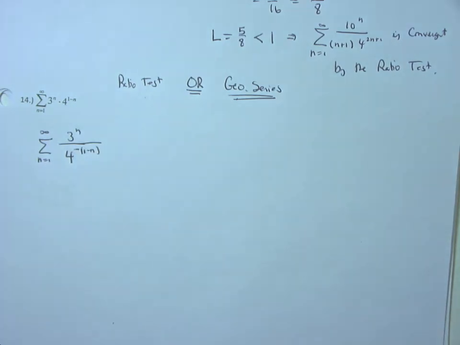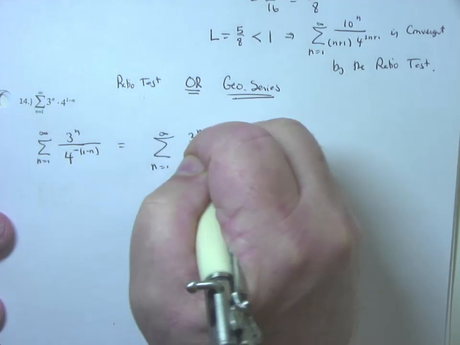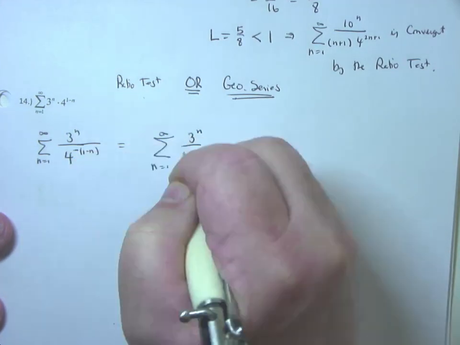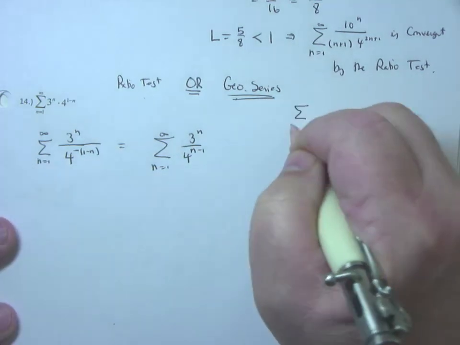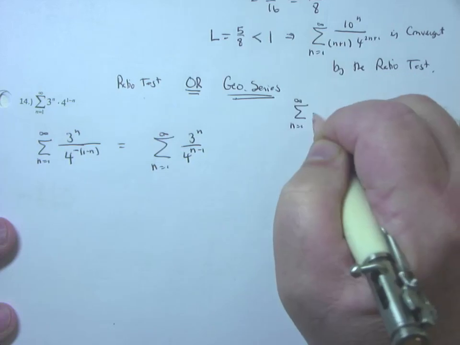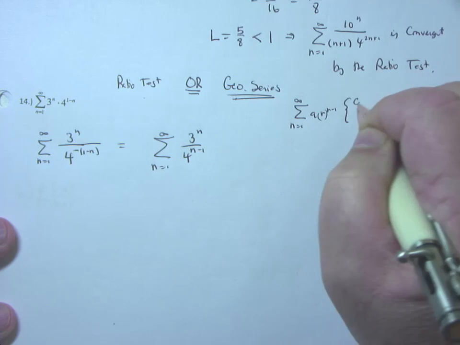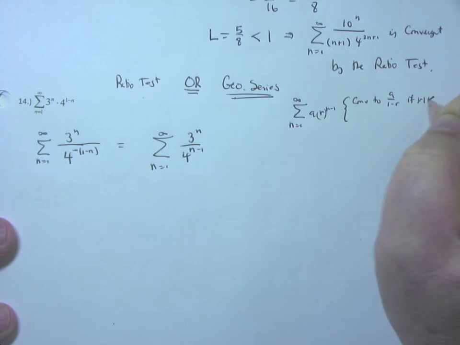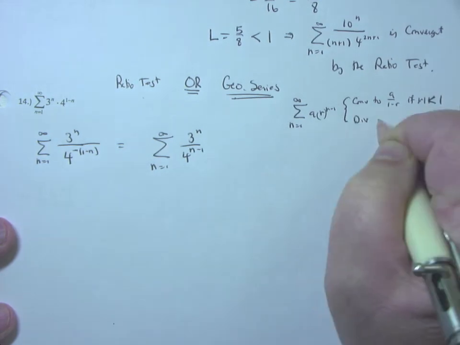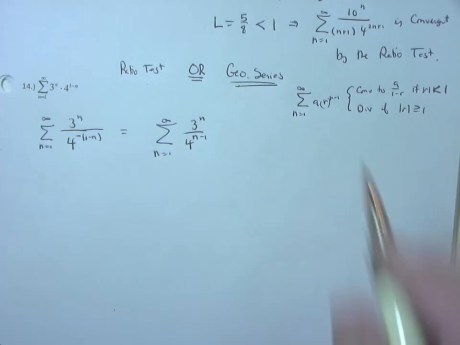Because when I put something in the denominator that was originally in the numerator, I got to make the exponent negative. I'm going to distribute. So this will be the sum as n goes from 1 to infinity of 3 to the n divided by 4 to the, distributing, that'll be n minus 1. And what we have remembered from the geometric series, the sum as n goes from 1 to infinity of a r to the n minus 1, converges to a over 1 minus r if the absolute value of r is less than 1, and it diverges if the absolute value of r is greater than or equal to 1. Things we have memorized.